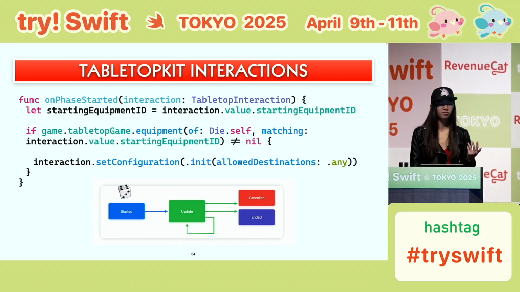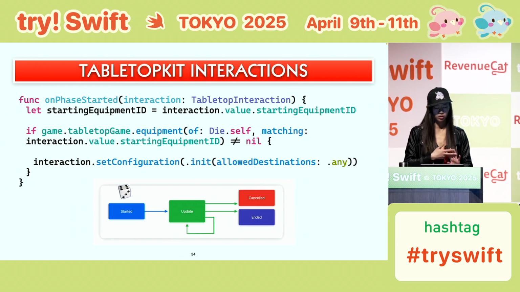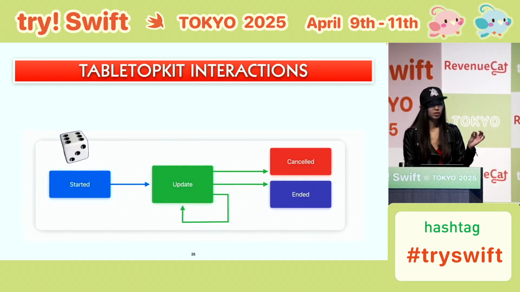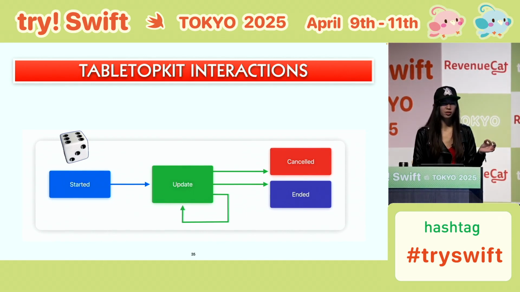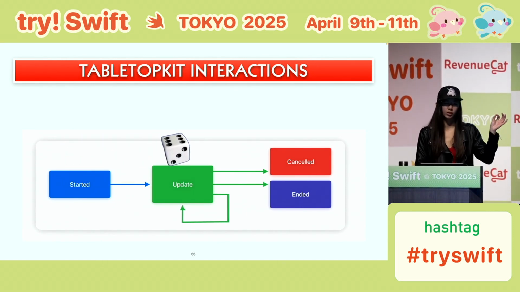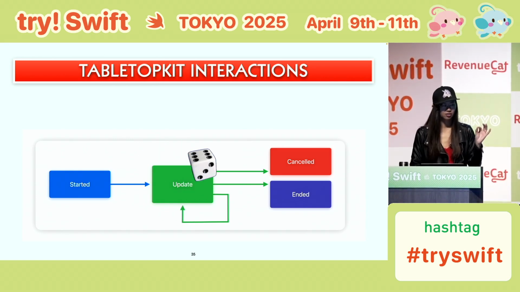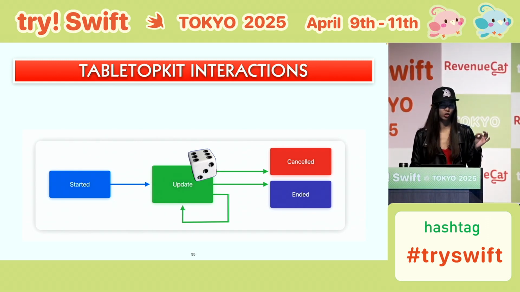So if we have an onFace started custom function, we are tracking, do we have the die? And then setting a configuration, so allowed destination is where it can land. So this is us picking up the die and then holding on to it. In our update phase, we don't want to do anything because all we're doing is holding it and moving it around, holding it in our hand.